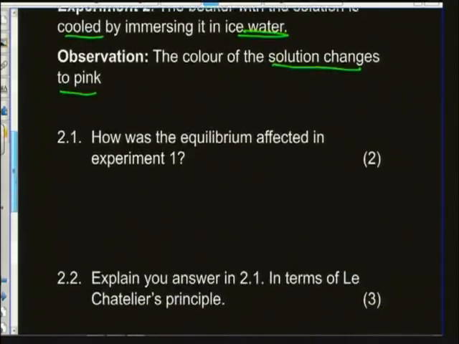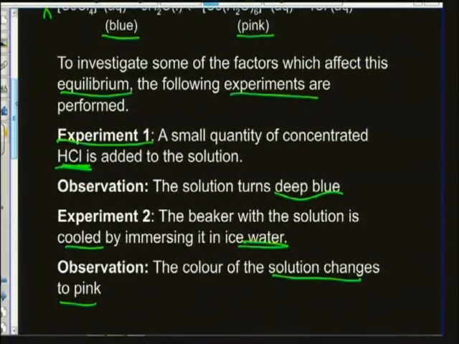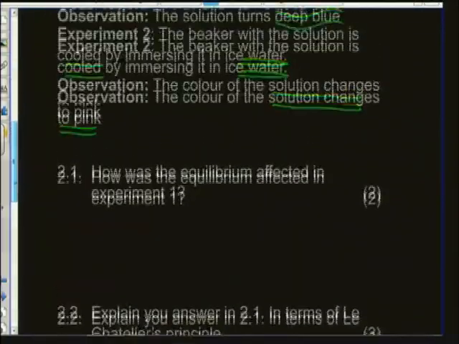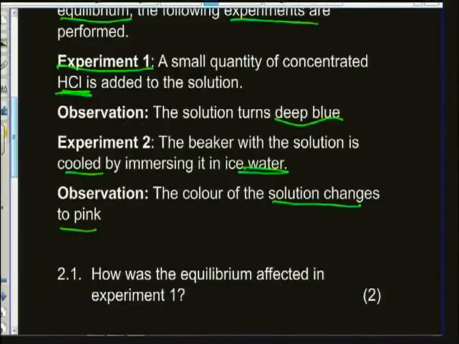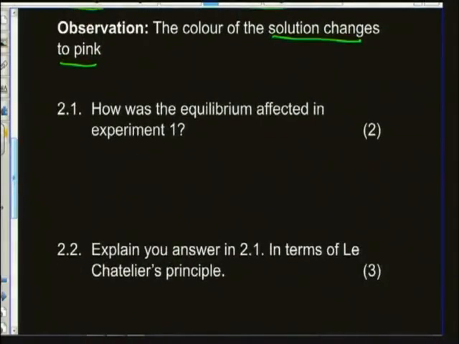Now let's look at the first question. They say, how was the equilibrium affected in experiment 1? Now, in experiment 1, remember, that's where a small quantity of concentrated hydrochloric acid is added to the solution. Now, when you add hydrochloric acid to this solution, the solution turns deep blue. In other words, if it turns deep blue, it means that we have more of that which causes the deep blue color, which is the cobalt chloride complex. Now, in other words, the reaction which actually produces the cobalt chloride was favored. The question here is saying, how was the equilibrium affected in experiment 1? So the reaction that produces cobalt chloride was favored.